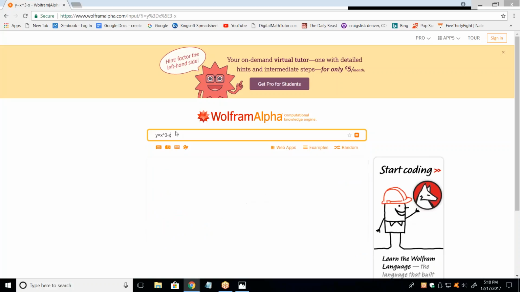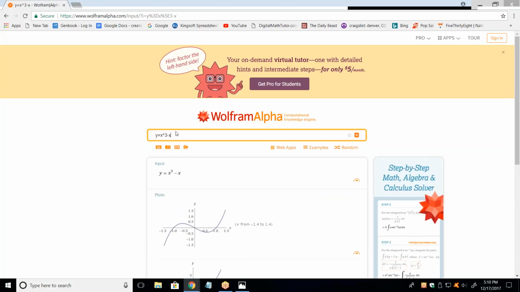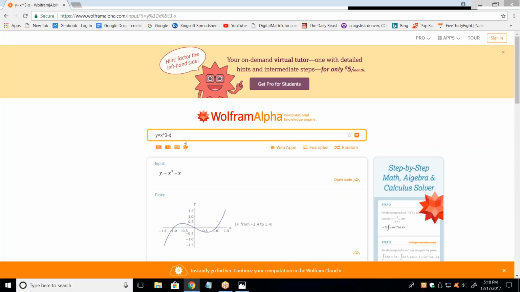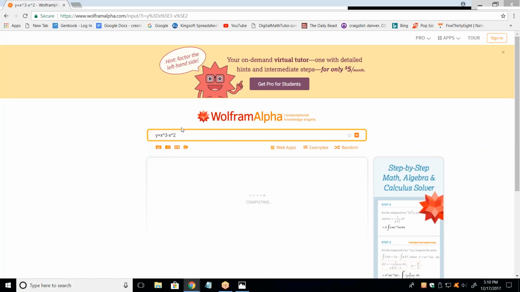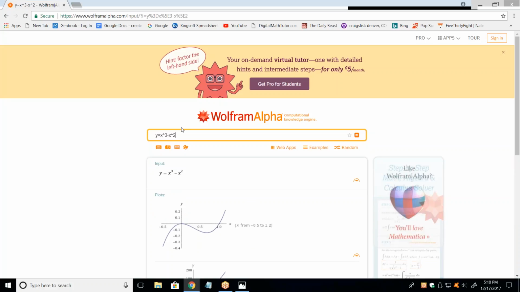the little hook that gets put in this thing. Now it fails the horizontal line test. And it doesn't matter what it is. I could do an x squared as my second term. In other words, x cubed minus x squared still causes a little hook in there.